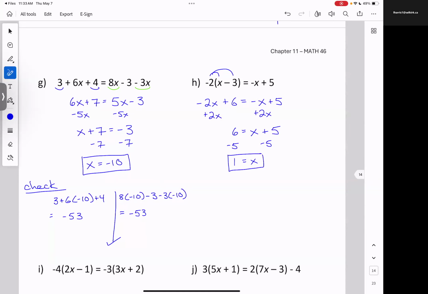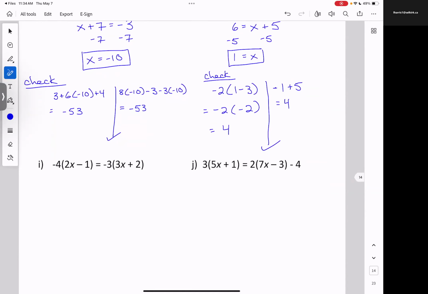And let's check our result. I would have negative 2 times 1 minus 3. And then on the right-hand side, I'd have negative 1 plus 5. So on the left, I have negative 2 times, that would be negative 2. So I get positive 4, and I also get positive 4 on the right. So I know it's correct.